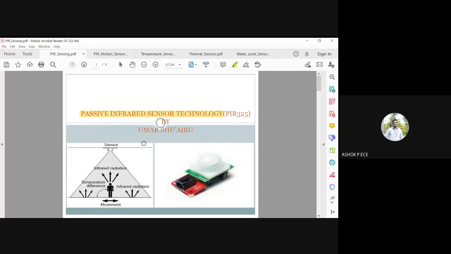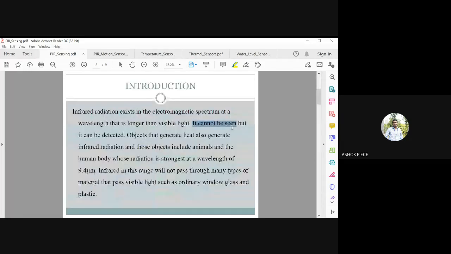And infrared, as you know, cannot be seen, it can only be detected. Any object is going to generate heat, and that heat is going to fall in the infrared band. It includes animals and the human body, everything. And you have a peak radiation at 9.4 micrometers, and this 9.4 micrometers is going to fall in the infrared band.